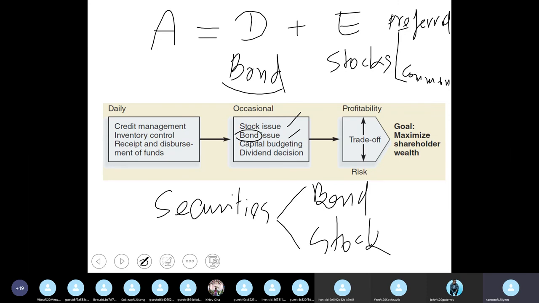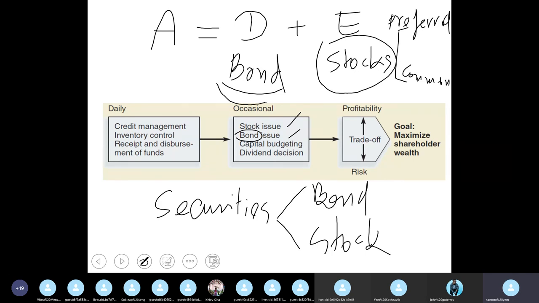debt certificate. The company or entity who issues the bond is the debtor, and the investor or the people who buy the bond and hold it are the creditors. And when the company issues stock to the public, the people who hold the stock are the shareholders, part of the company. But the people who hold the bond are the creditors, and the company who issues the bond is the debtor.